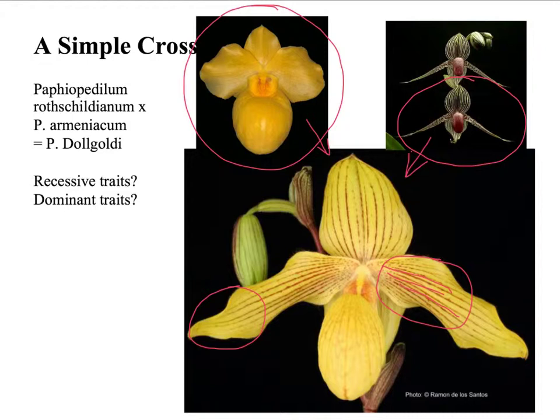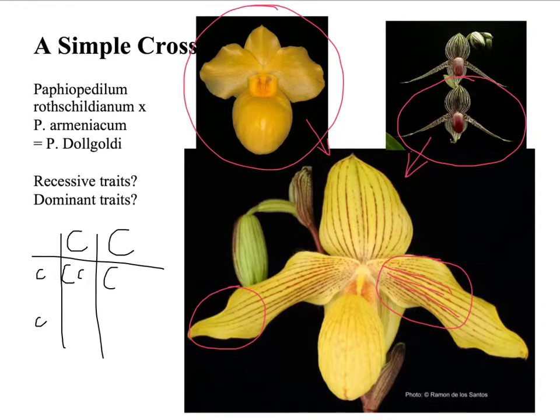If we were to draw a Punnett square for the colour, we could show the colour as C. In this case I'm going to give capital C for Armeniarchum's yellow and lowercase c for Rothschildianum's white background. So if we work out the Punnett square, we can see that all of the offspring are heterozygous.